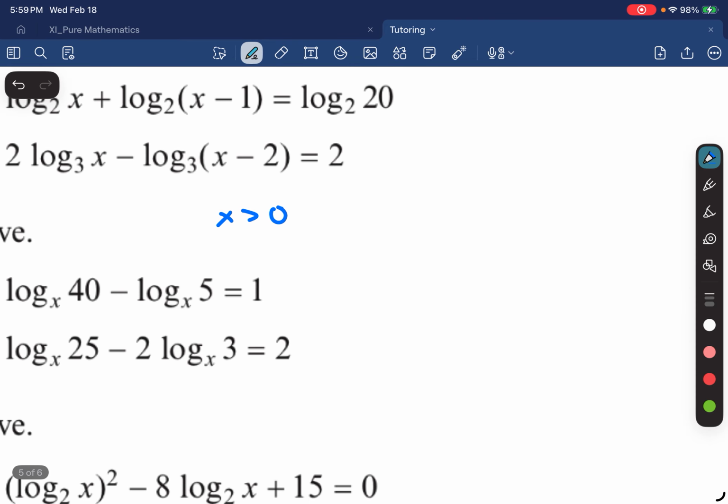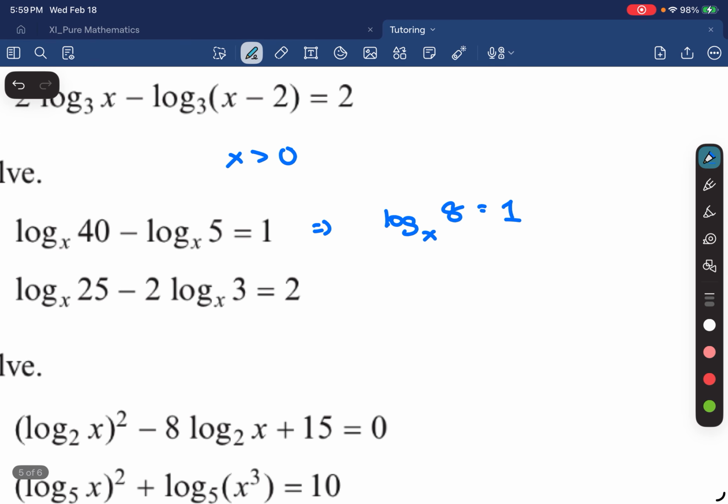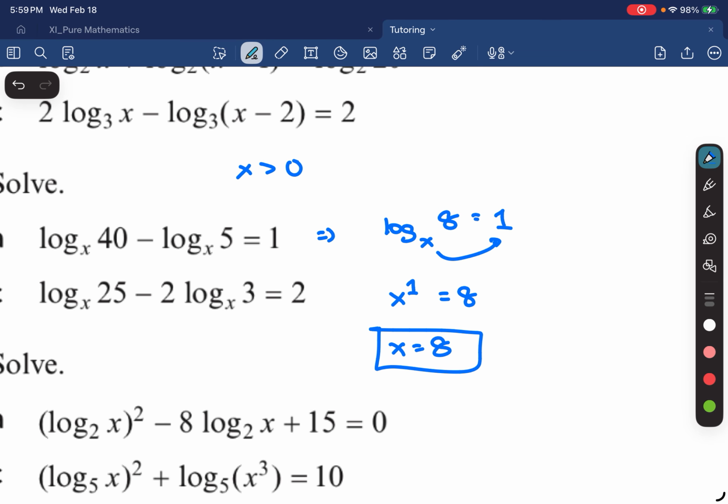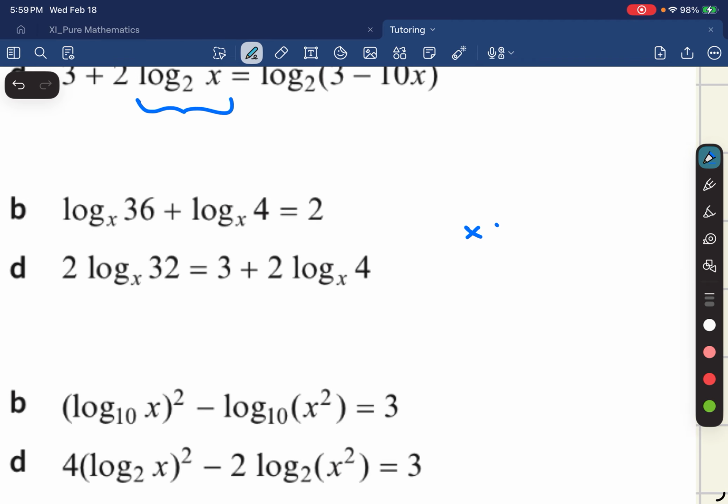And now we can just simplify like we did. So we have log base x of 40 divided by 5, which is 8, is equal to 1. So x to the power 1 has to be 8. So x has to be 8, and 8 is greater than 0. So that is for A. And for D it is the same thing. x has to be bigger than 0 because it's in the base.